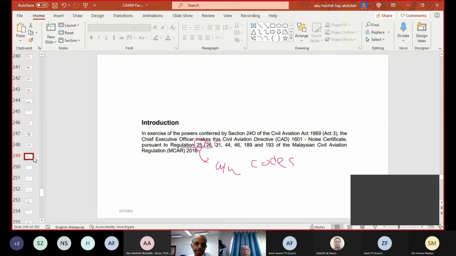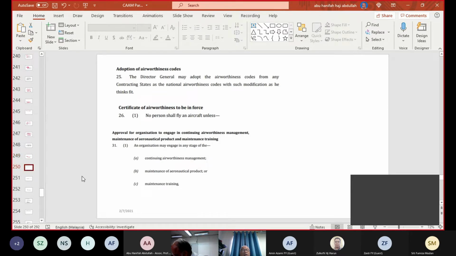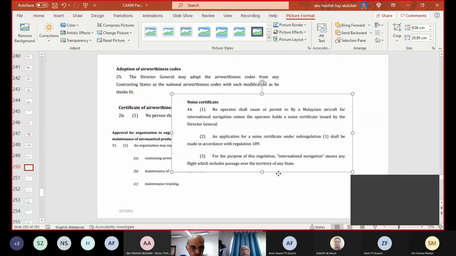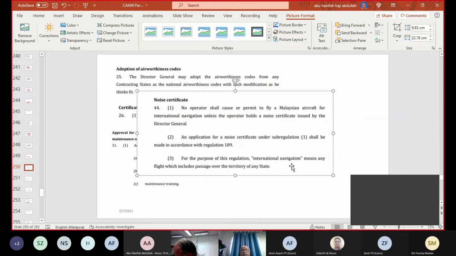So what is 44, 46? So 44 is noise certificate. No operator shall cause or permit to fly a Malaysian aircraft for international navigation unless the operator holds a noise certificate issued by the CEO.